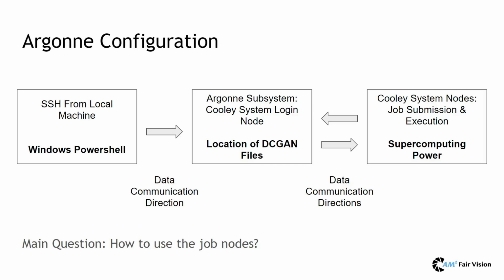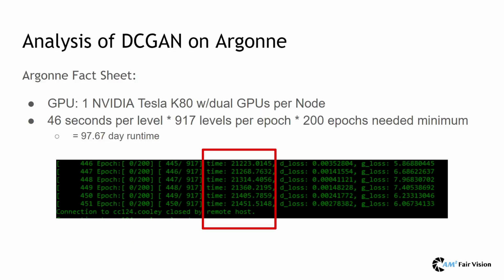A main question of mine was how to set up an environment on the job nodes, given that the syntax was one I had never experienced before. Eventually, I was able to set up Anaconda on the system and began testing DCGAN. Results showed that, with two NVIDIA Tesla K80 GPUs per node, running on the job node yielded a 97.67 day runtime. This was incredibly surprising.